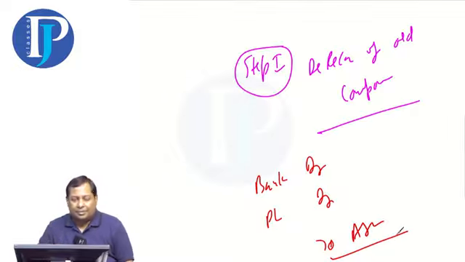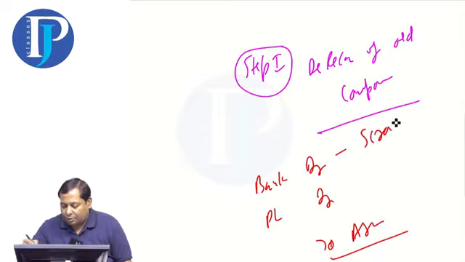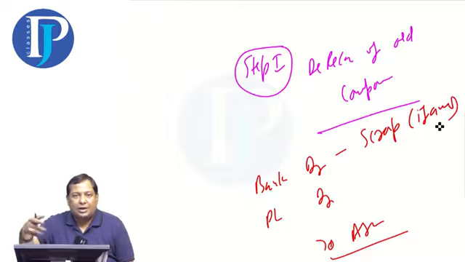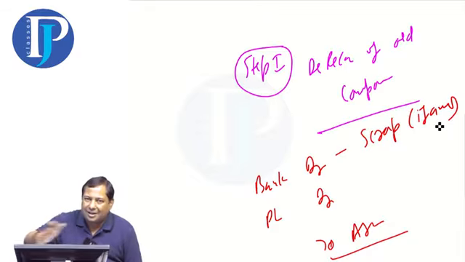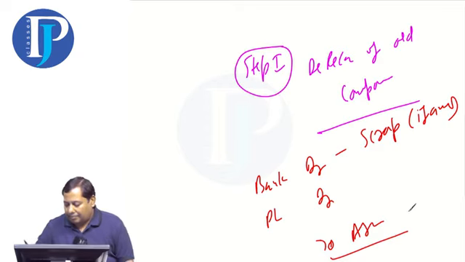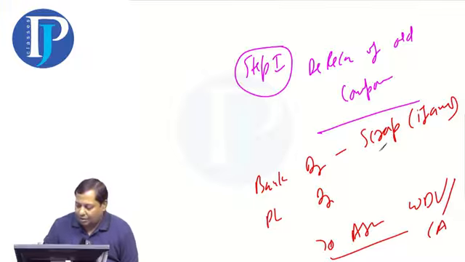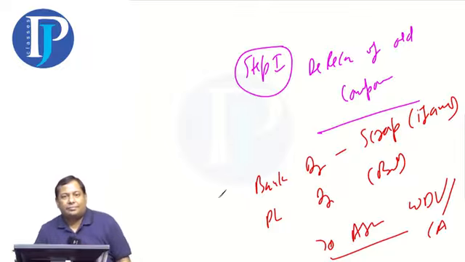Now you are thinking about how to pass this entry. When you remove any of the old asset, you can get some kind of scrap. If you've received scrap, your bank account will be debited. The scrap value will be debited to your bank account, if any. This is WDV, your carrying amount. You can find the carrying amount from the books, and the difference of these two will go in P&L. So this is your old asset that we have removed from the site.